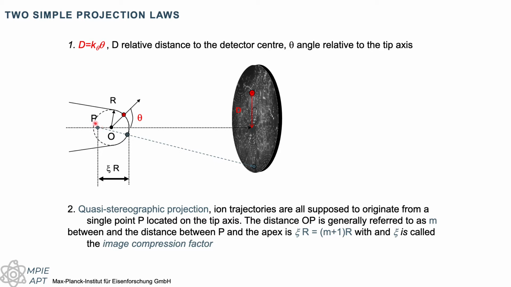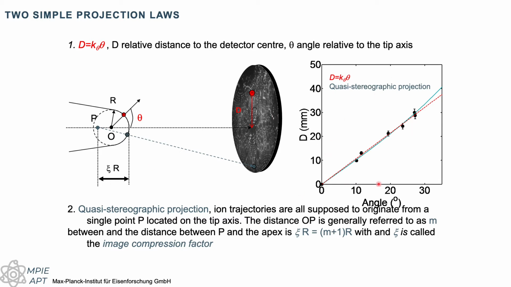Or, and this is the more prevalent projection, assuming that all of the trajectories are actually straight lines that all cross at a certain projection point that is located along the specimen axis away from the center of the spherical cap. And if P is exactly at this position, at twice the radius, it would be a stereographic projection. But for us, we're going to use something that is quasi-stereographic, the projection point being not exactly at twice the radius from the apex, but somewhere in between O and that position. And so this distance is the so-called image compression factor, the ICF.